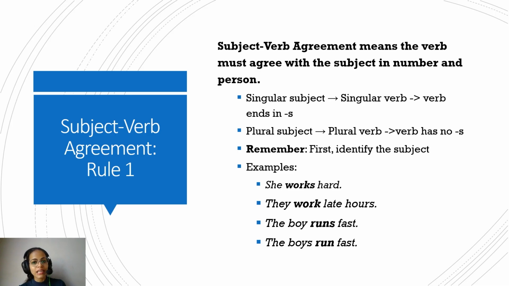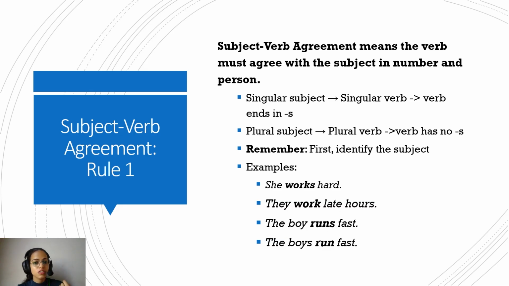They work late hours. They is the subject, plural, and hence the verb should also be plural. So the verb will not have an s ending. They work late hours. The boy runs fast. What is the subject? The boy. Subject is singular. So the verb will also be singular, and hence the verb will end with s. The boy runs fast.